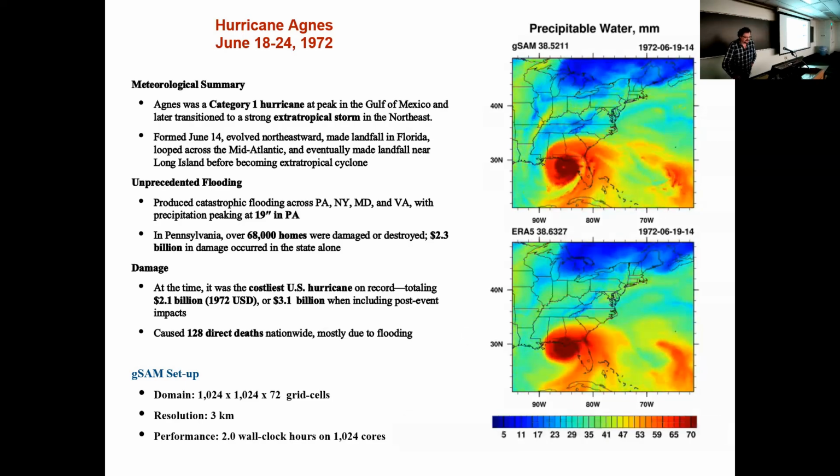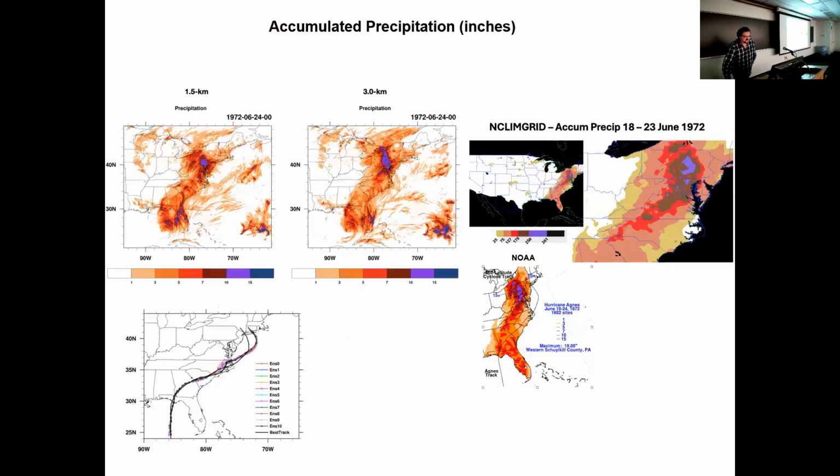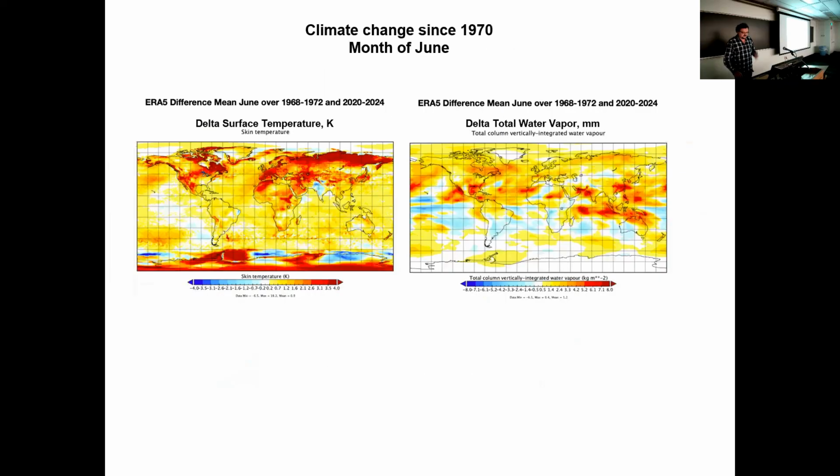So the simulation was pretty good, but now the point of the simulation, because it was 1972, since then there has been actually climate change. And so it was interesting to see what rain this same hurricane would produce if it happened today or last year. So I looked at the data, and this is pretty amazing actually.